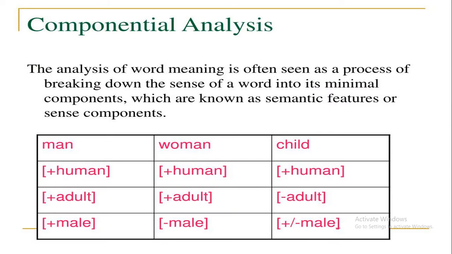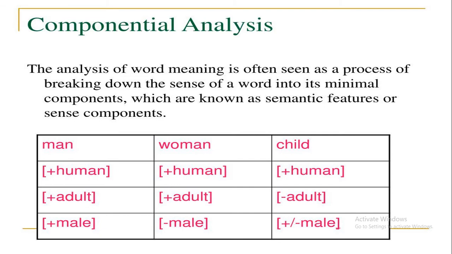Look here, this is a more comprehensive and clearer way in which componential analysis is done. The analysis of word meaning is often seen as a process of breaking down the sense of a word into its minimal components, which are known as semantic features or sense components. As you see here, we have the words man, woman, and child, and we are making a componential analysis for these words in terms of plus and minus signs.